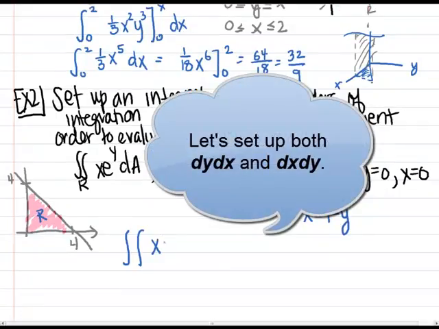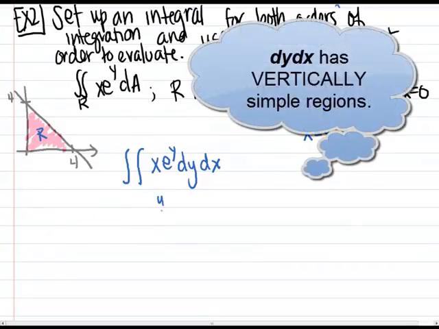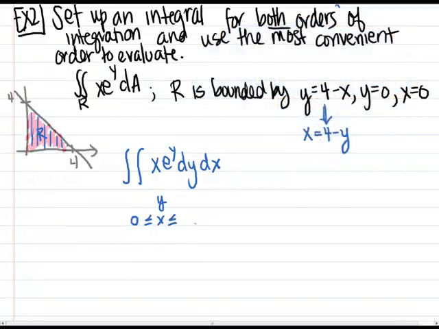If we write this out as x e to the y dy dx, we need to think about our boundaries of x and y. So imagine we have a vertically simple region. We're going to sum those up from left to right, so 0 to 4, and the height of our rectangle on top is bounded by the line, so that's going to be 4 minus x, and on the bottom it's 0.